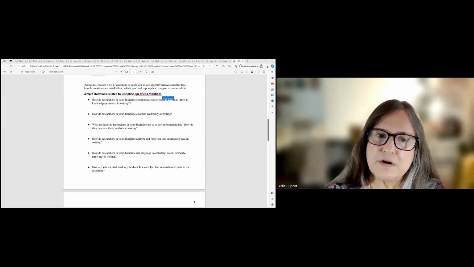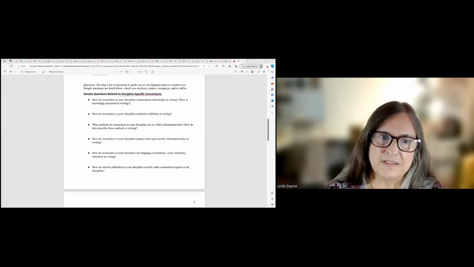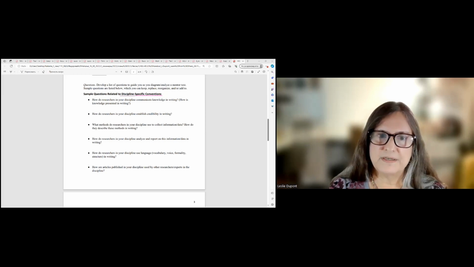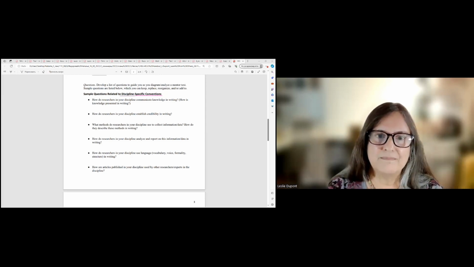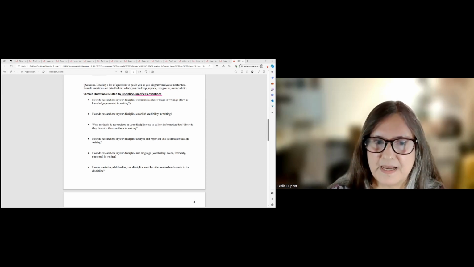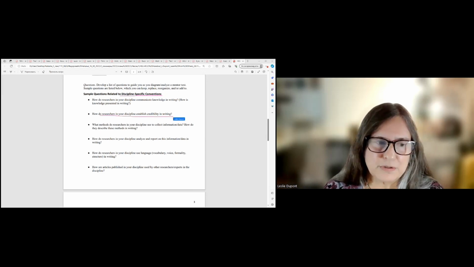So it's like starting with things like, how do researchers in your discipline communicate knowledge in writing? So you're thinking about how knowledge is presented in this kind of document. Take time to really try to articulate that to yourself, because we tend to intuitively internalize this, and it can be hard to really express how that process happens. Another is, how do researchers in your discipline establish credibility?